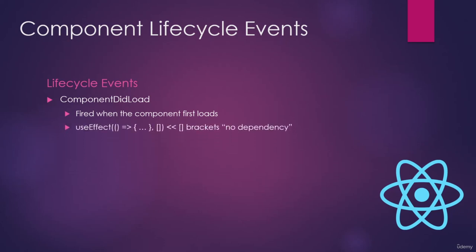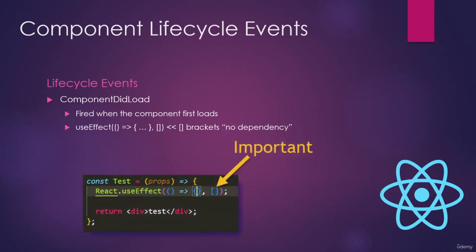And this is what it looks like in the code. Effectively the hook is called useEffect, and then we have a little bit of code inside some curly braces, as can be seen here. Then we have a couple of square brackets, and it's very important that we have those square brackets to indicate that we have no dependency. And when we have no dependency, it fires when the component first loads.